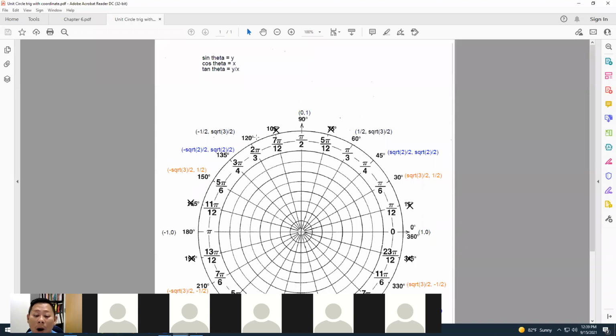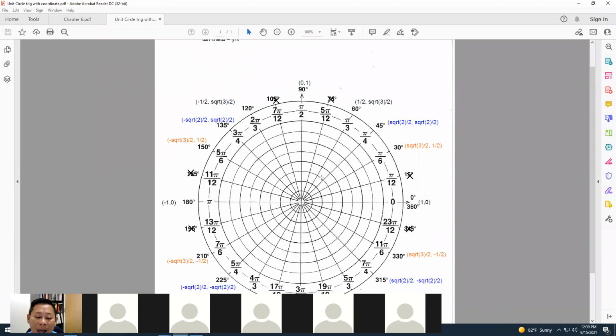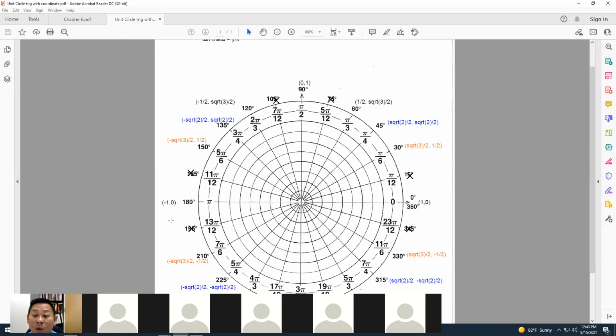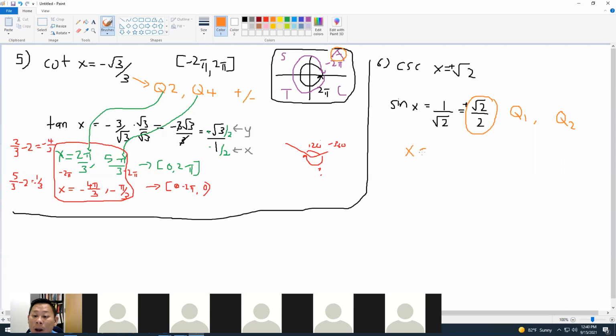It is the y value. So can someone tell me, looking at this unit circle, the y value has to be the same as square root of 2 over 2? Anyone? Which one of these gives us square root of 2 over 2 for the y value? In radian form? This one, pi over 4. So it will be 3 pi over 4 and also pi over 4. And don't forget, pi over 4 is quadrant 1, and 3 pi over 4 is quadrant 2. So your answer in this case will be pi over 4 and 3 pi over 4.